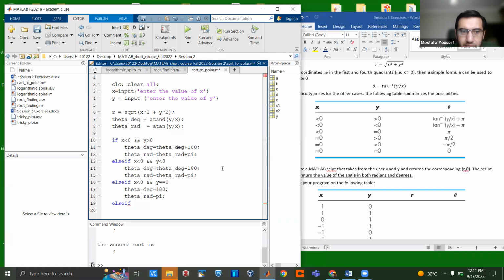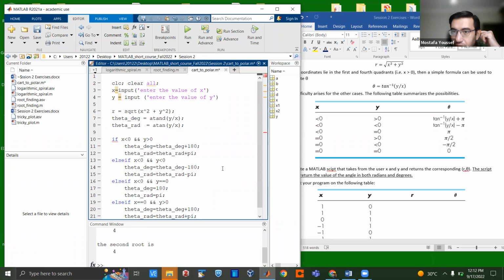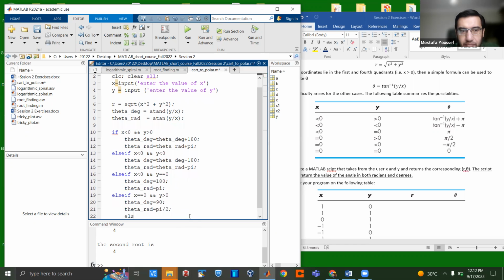So the fourth possibility: x equals 0, and y is greater than 0. What's the answer going to be? Pi over 2, right? So the answer is going to be 90 here, and here it's going to be pi over 2. I'm just copying from the truth table, no more than that, or from this table here.